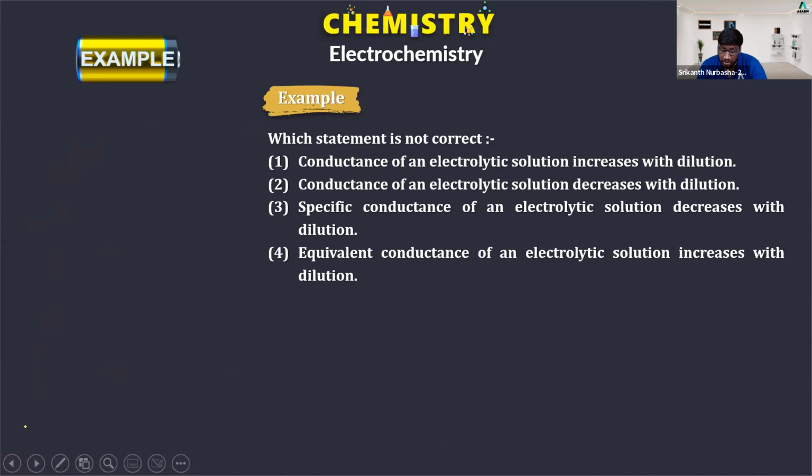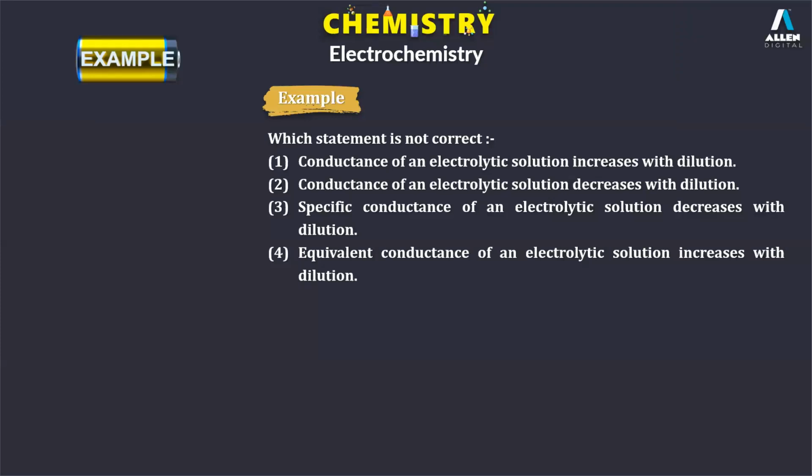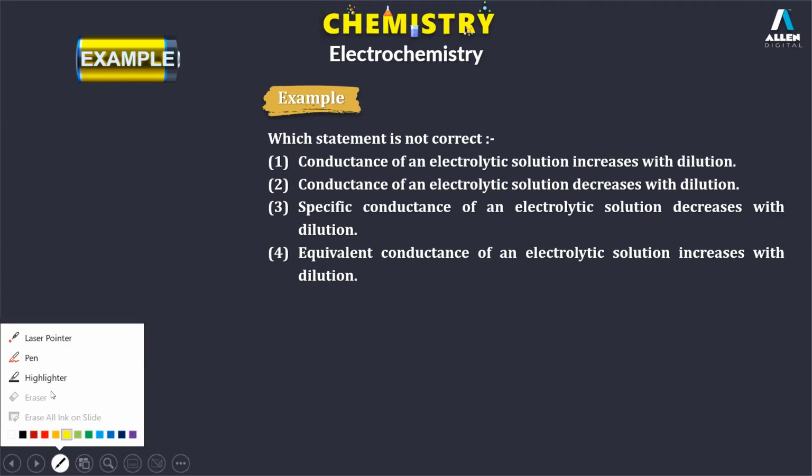Now try to answer this. Which statement is not correct? Conductance of an electrolytic solution increases with dilution. Conductance of an electrolytic solution decreases with dilution. Specific conductance decreases with dilution. Equivalent conductance increases with dilution. Conductance G is going to be decreased with dilution. That is the incorrect statement.